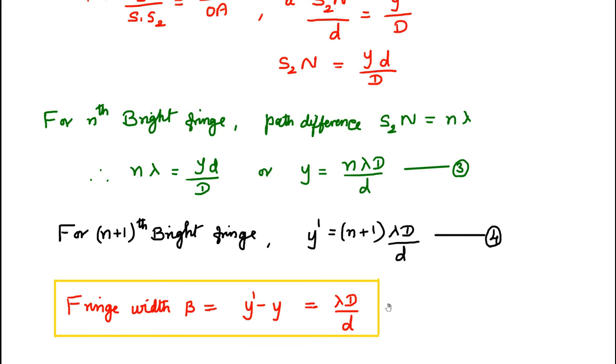So in these two cases, the interference will not take place. Which are the cases? The distance between two coherent sources cannot be 0. The distance between coherent sources cannot be infinity also.